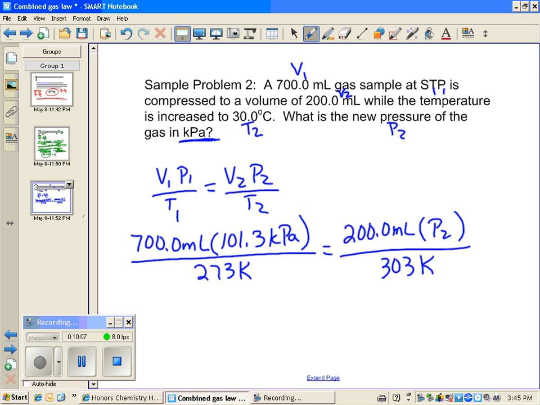Again, I'm going to do this in a shorter step. I'm going to cross multiply, or if you would like, you can solve for this side. I'm just going to go ahead and do my math here, see if you can catch up. 700 times 101.3 times 303. So I've just cross multiplied that. Divide that by 273 and divide it by 200, and I get 391.5 kPa equals pressure 2. Let me real fast just double check my math here.